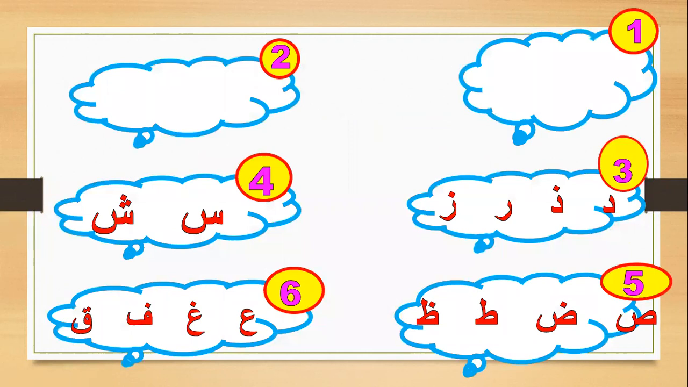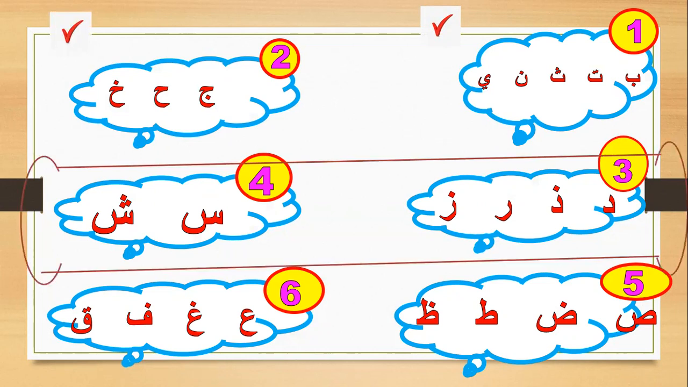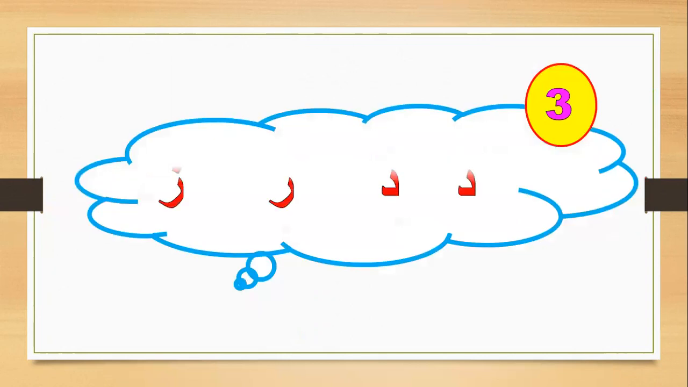In the last class, I told you there are six groups for the similar letters in writing. We already studied together the first group and the second group. Today, inshallah, we will study the third group and the fourth group. Let's start with the third group.